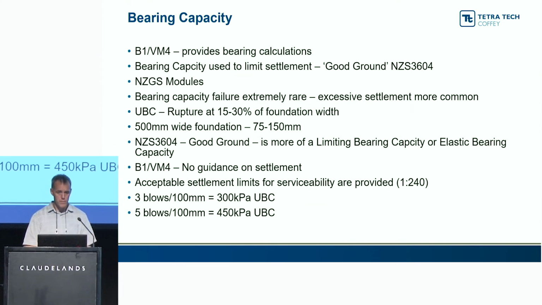There's no guidance on settlement in B1 VM4. It's just an empty section at the moment, so one day it'll get filled in. There's an acceptability criterion, which we know, which is 1 in 240, which is useful, but may need updating. And just as an idea, if we look back at where we started from, we used to go for 3 blows per 100 mils, which would give you traditionally, in say sand soils, around 300 kPa bearing capacity. These days, if you actually tested that, 5 blows would be more like around 50, and we've actually just turned that down to 300. So really, we've reduced our bearing capacity by, say, 50%-ish. It's how we've managed stuff.